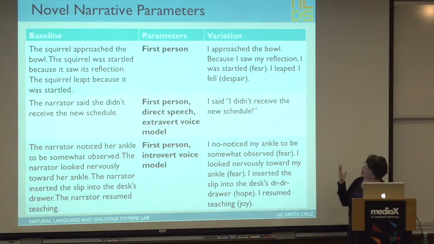Like I said, as part of that, I showed with these examples, we introduced a bunch of novel parameters that are specific for narrative. At this point, does anybody have any questions?